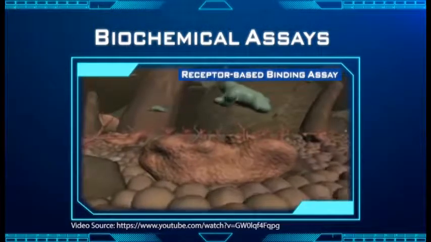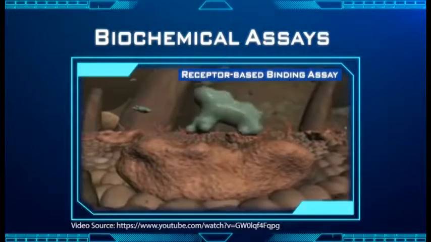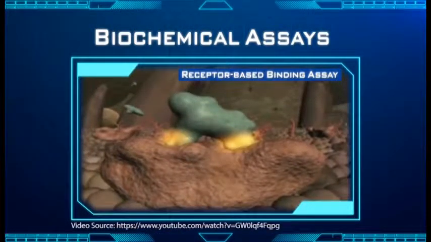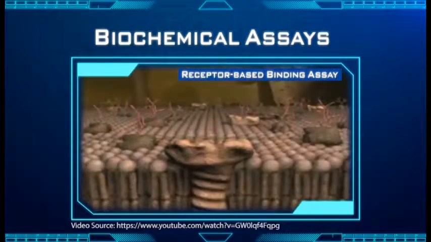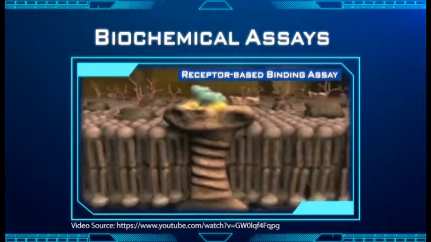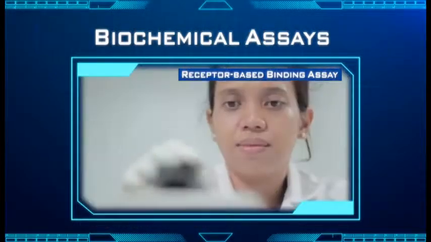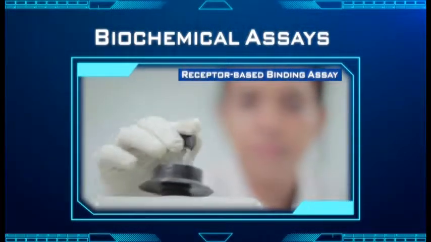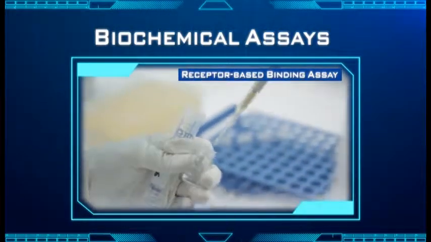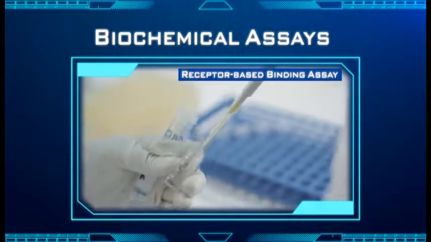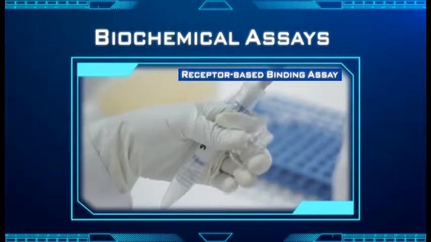Receptor-based binding assay is a functional assay based on the mechanism of toxin action. It involves competition between a radio-labeled ligand and the toxin for binding to a specific receptor site. Scintillation, or gamma counting, is used to detect the bound radioactive ligand and indirectly measure the toxin in the sample.